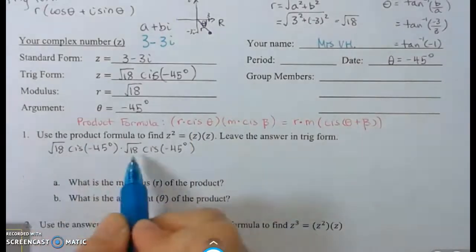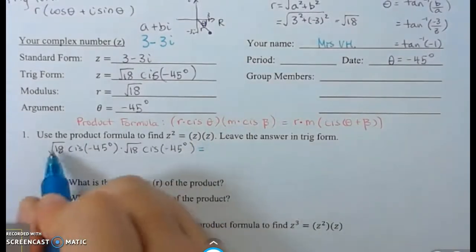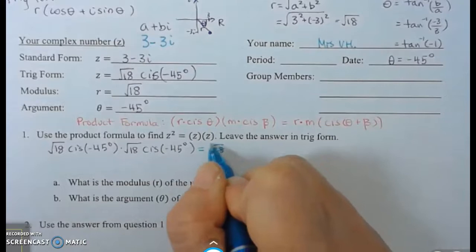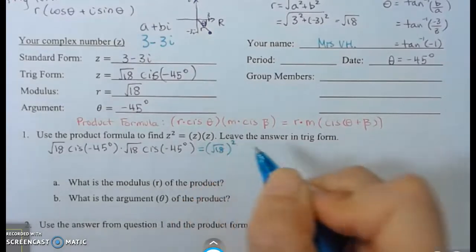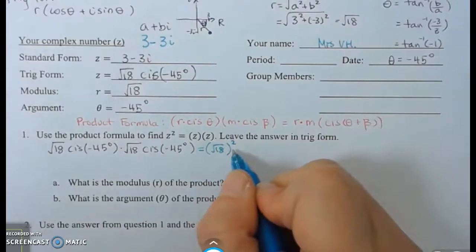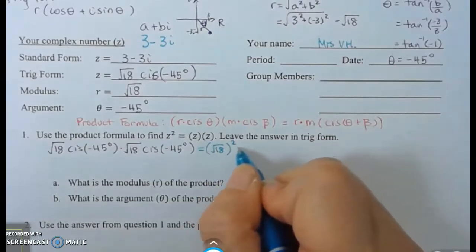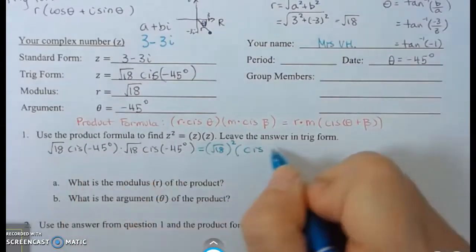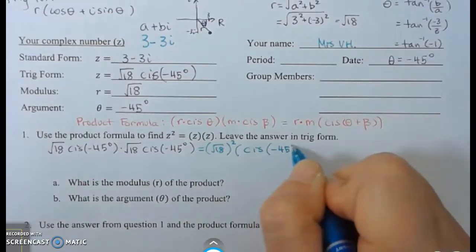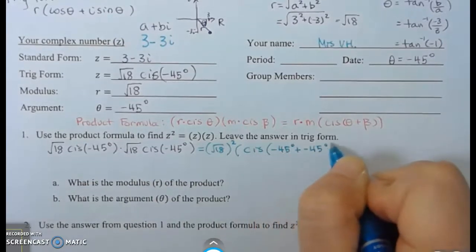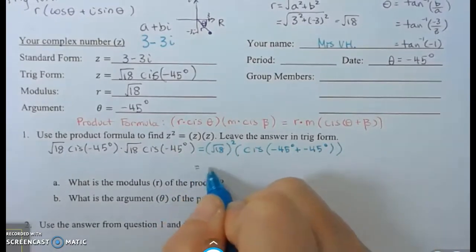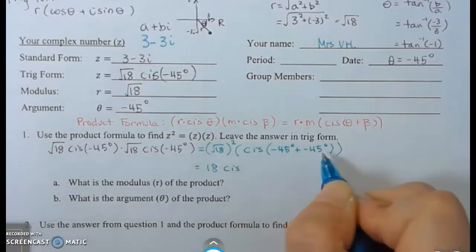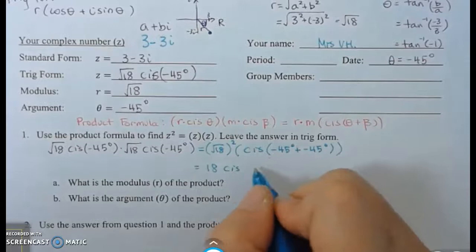Okay, so in this case, what we need to do is multiply the modulus, which is square root of 18 times square root of 18. That is the same as square root of 18 to the power of 2. And for the argument, we just need to add the angles. So it becomes cis of -45 plus -45. And that is the same as 18 cis, okay, -45 plus -45 is really -90 degrees.